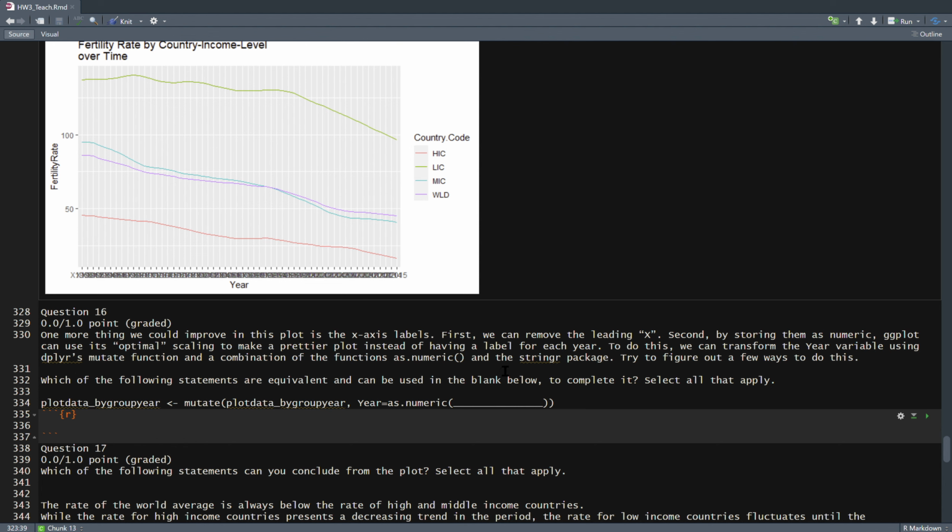It says one thing we could improve in this plot is the x-axis labels. First, we can remove the leading x. Second, by storing them as numeric, ggplot can use its optimal scaling to make a prettier plot instead of having a label for each year. To do this, we can transform the year variable using dplyr's mutate function and a combination of the as.numeric function and the stringr package, to try to figure out a few ways to do this.